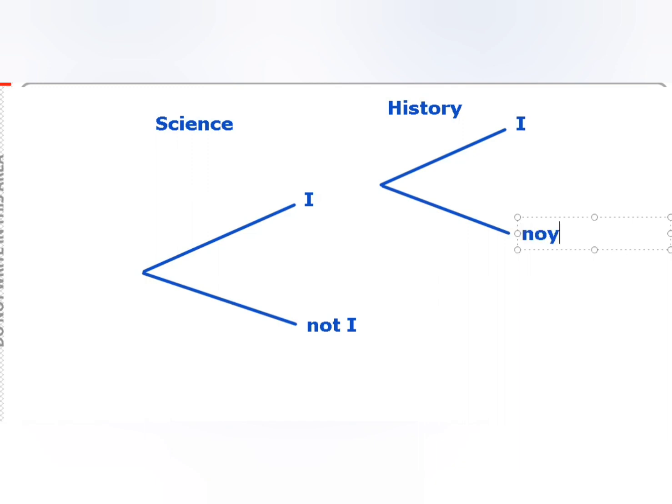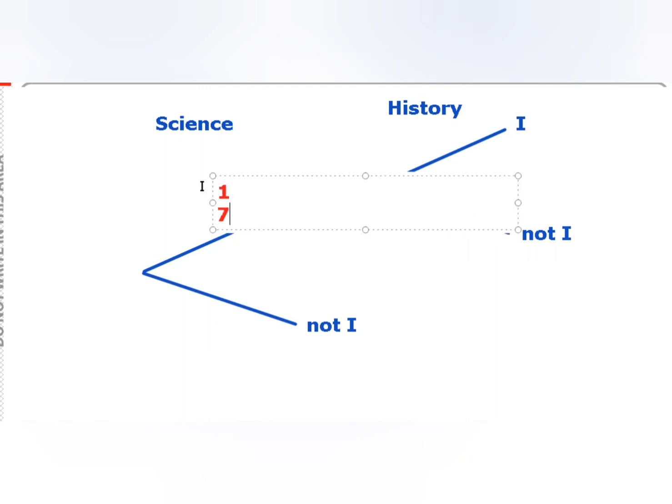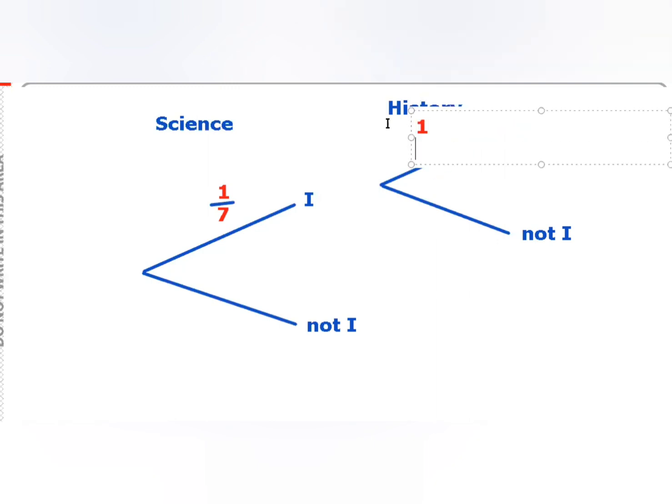Now, we said that the probability of choosing an I from science is 1 over 7. So we write 1 over 7. And the probability of choosing an I from history, same idea, 1 over 7. That's the idea of choosing both of them, okay? Now, if we follow the path of I, we find the two probabilities. Because these events are dependent, we multiply the two probabilities by each other, and the answer will be 1 over 49.